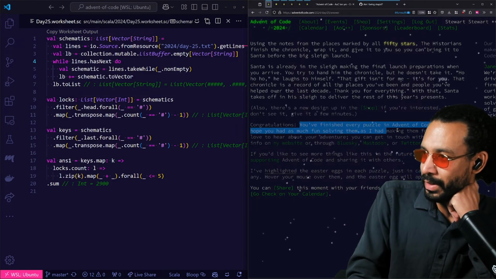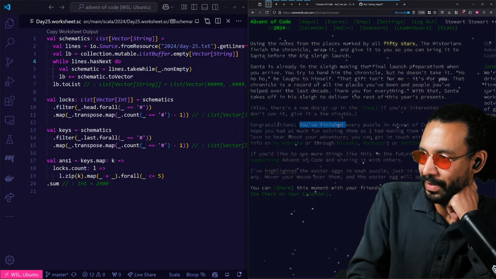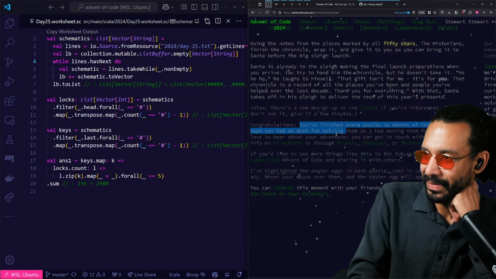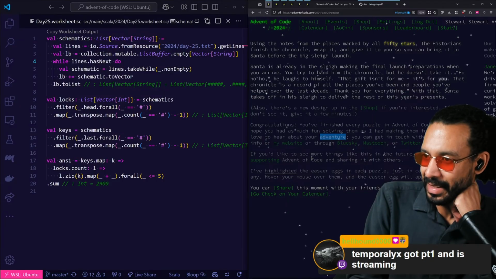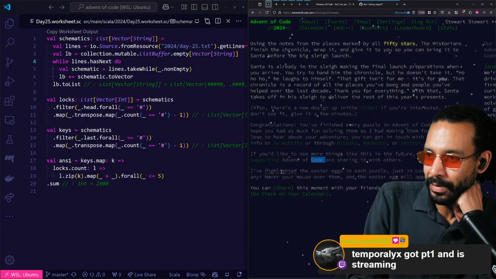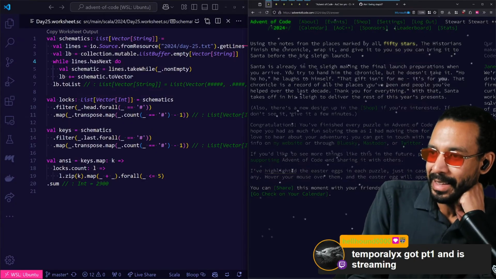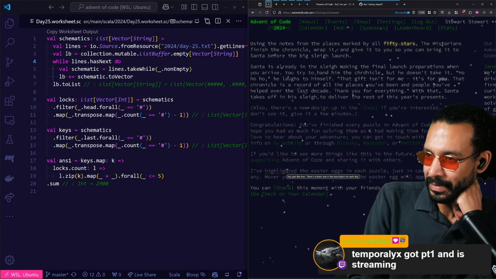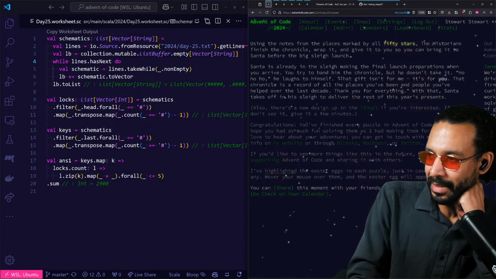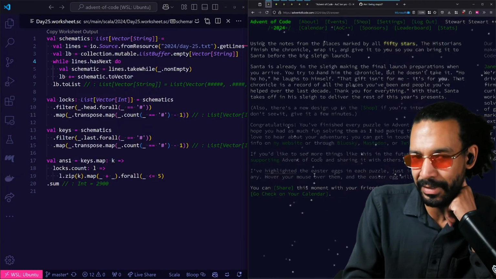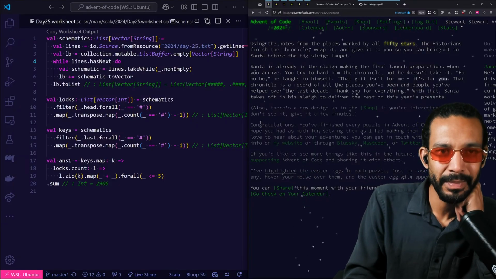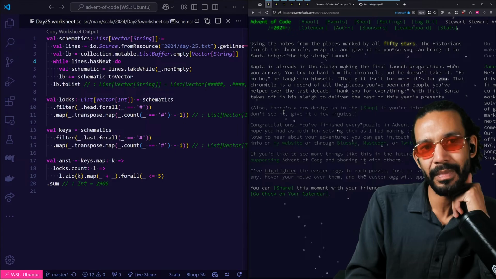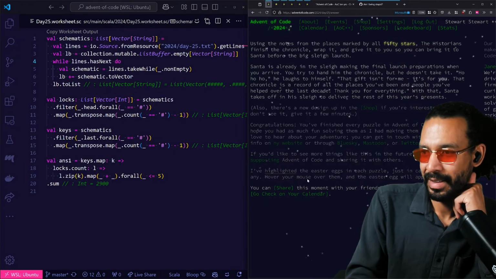You finished every puzzle in Advent of Code 2024. Get in touch, contact, and now we've highlighted Easter eggs in each puzzle. Yeah, I never search for the Easter eggs. I always just wait to look at them after the fact. Emperor Alex just got part one. Great.